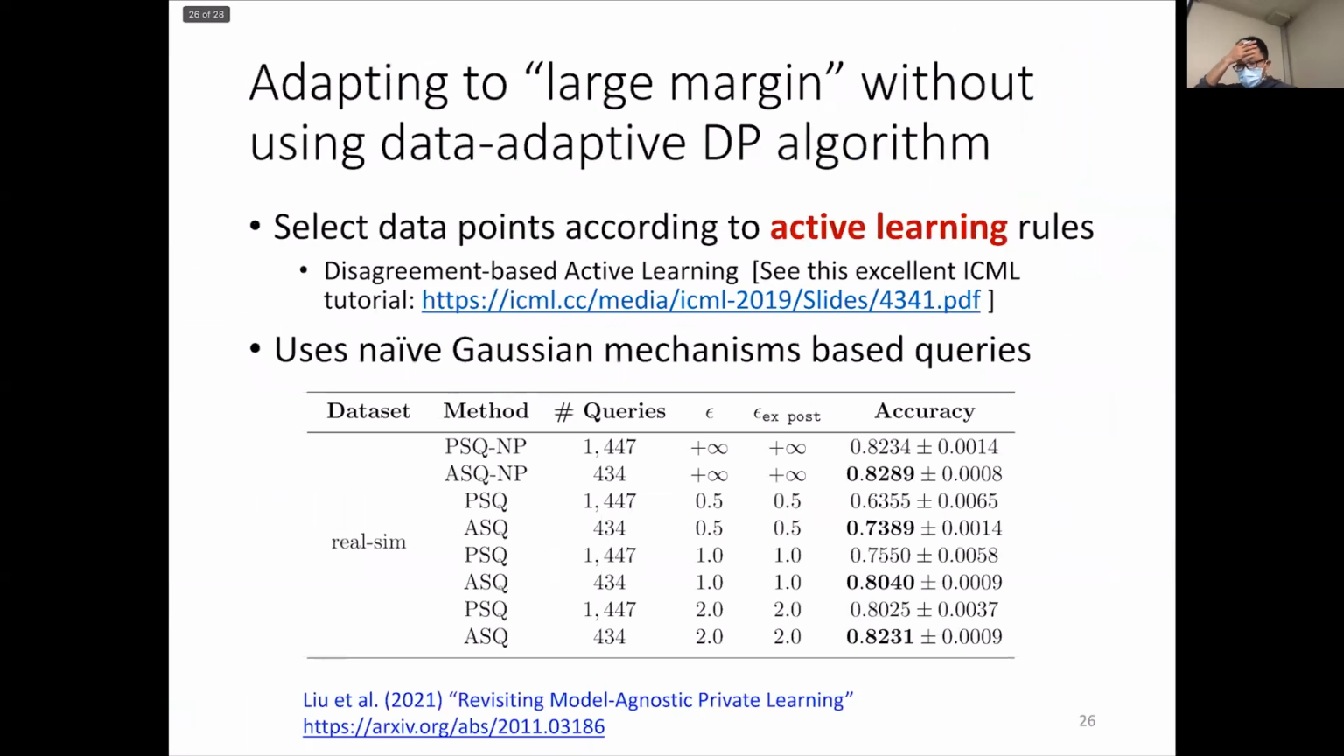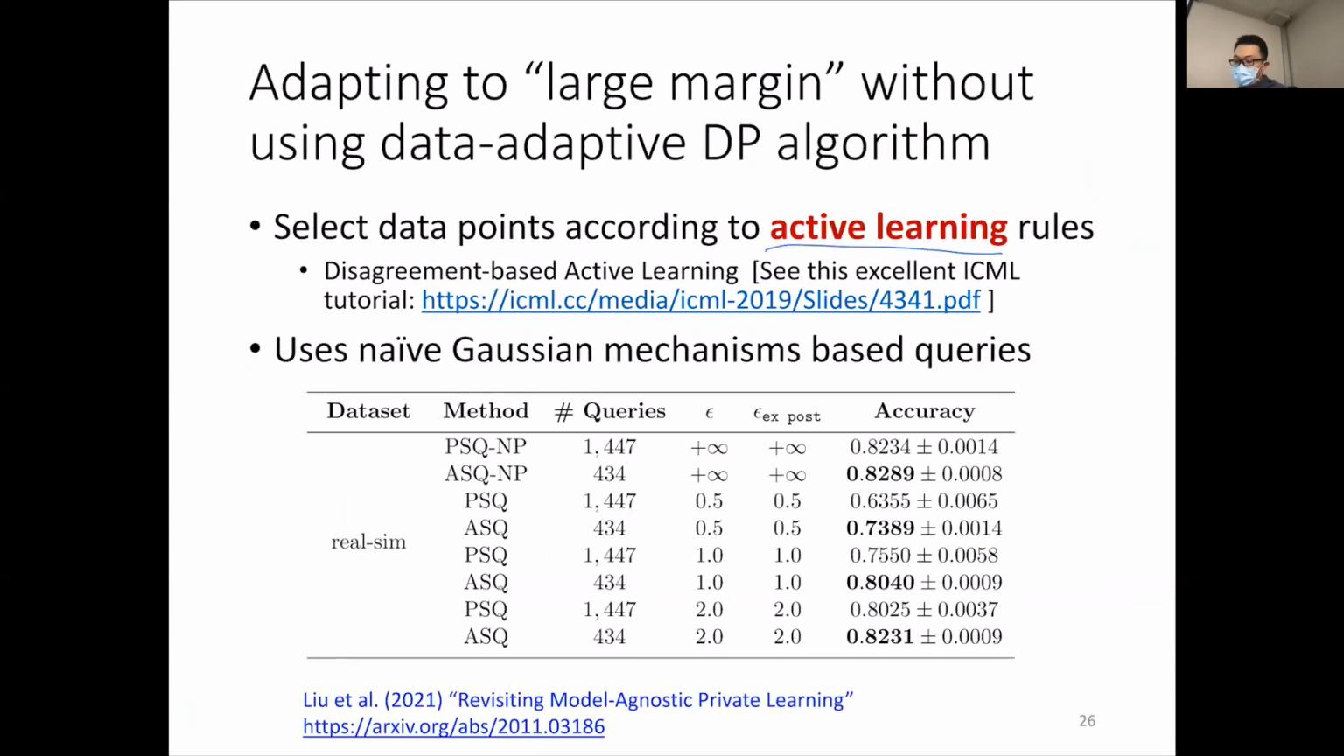Yeah, so interestingly, there's one last technique of adapting to this large margin that doesn't use any of these, right? So you don't have to use the data-dependent DP analysis, nor use a fancier algorithm like the sparse vector technique and distance to instability. You can simply use the naive algorithm of the Gaussian mechanism, and then use other methods, say active learning, to select which data point is worth labeling.